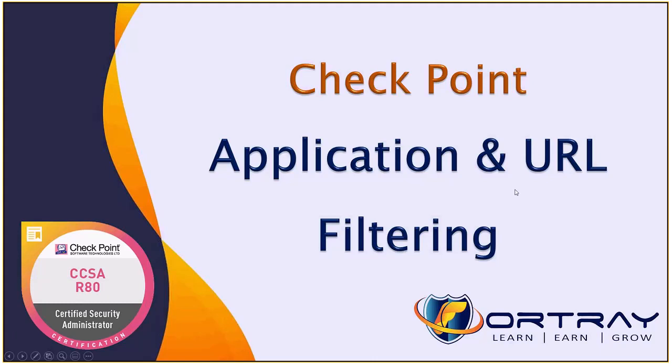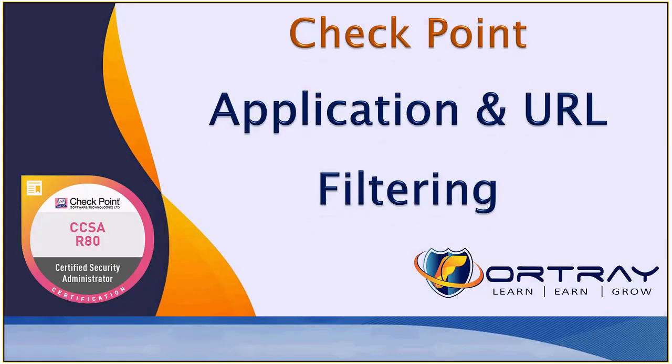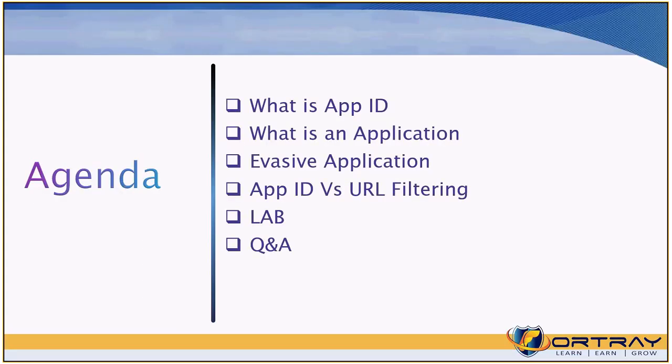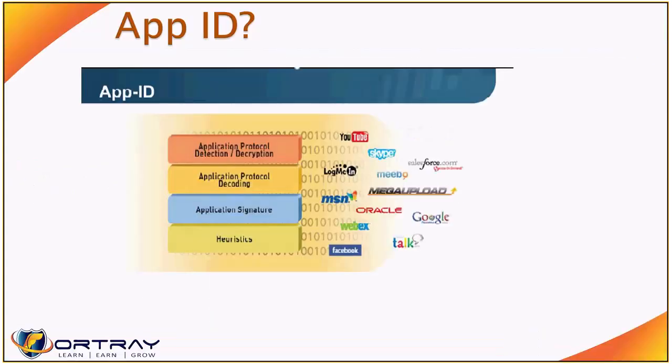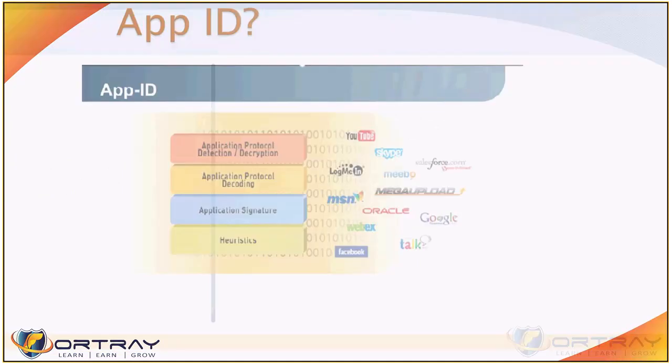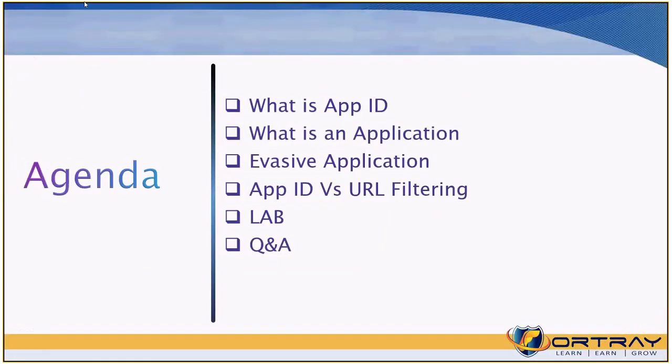Application, Check Point application and URL filtering. Important topic, interesting topic, and this is most likely related to the next generation features of the Check Point firewall, where we can actually apply our policy rules based on the application and URL filtering as well. So basically what we are going to discuss: what is an application, what is an app ID, evasive application, app ID versus URL filtering, lab configuration, and question answer.